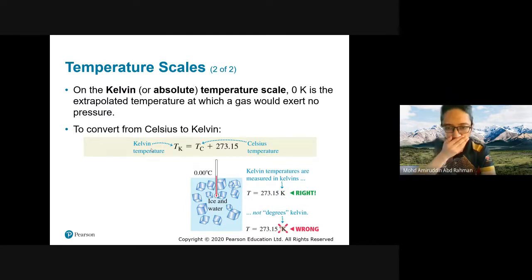So meaning that at 0 degrees Celsius, the temperature of pure water, which is the temperature of an ice cube, is 273.15 K. So that's the relationship between Celsius and Kelvin. The temperature in Kelvin is equal to whatever the temperature in Celsius is, plus 273.15.